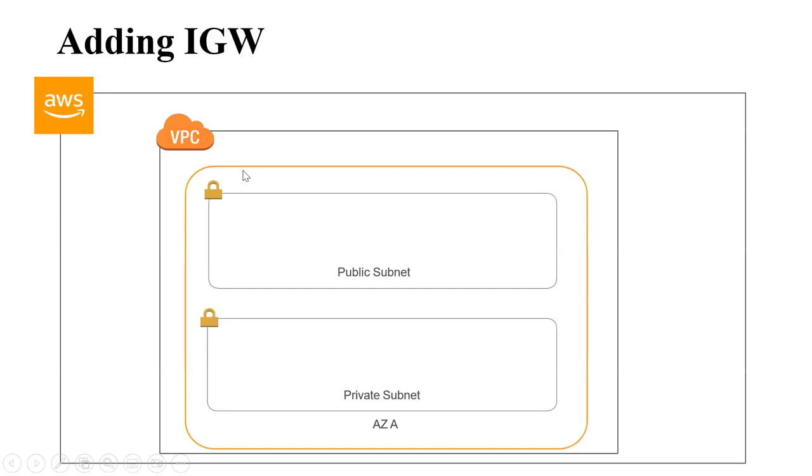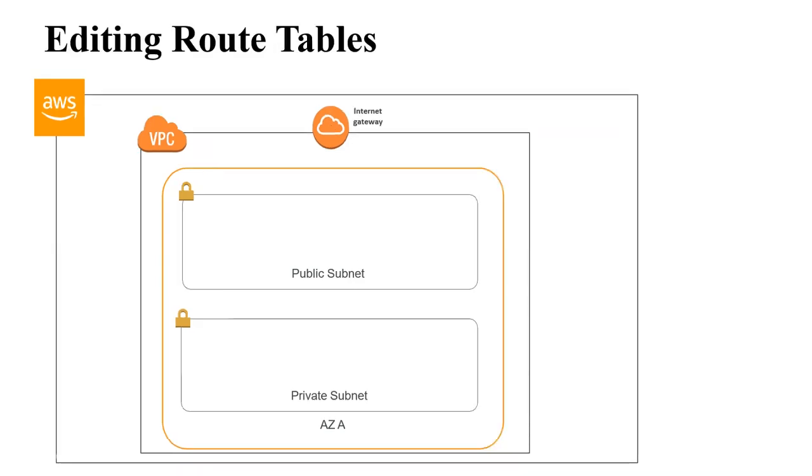Next, we have now created a VPC with public and private subnets in different availability zones. Now we go for creating one internet gateway and attaching it to that VPC. One internet gateway can be attached to only one VPC, and one VPC can have only one internet gateway. But what is the usage of the internet gateway? It helps to get external access.